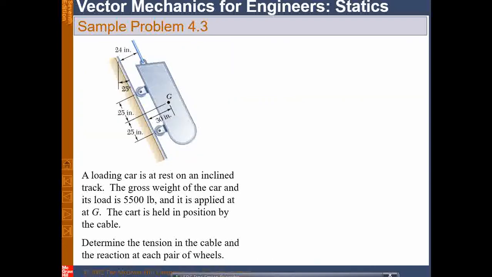Okay, this is another problem, and this is a loading car which is at rest on an inclined track, and this is one cable that is pulling it. This is pulling it or doing something to it, but whatever it is, this is offering a reaction to it. Sorry, this is offering a tension to it. This is a cable, right? So we will put the tension. Now horizontal movements are allowed on these wheels, so these kinds of reactions will be obtained.